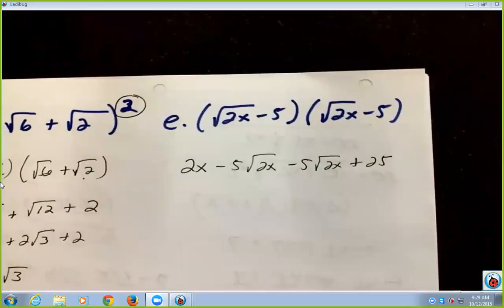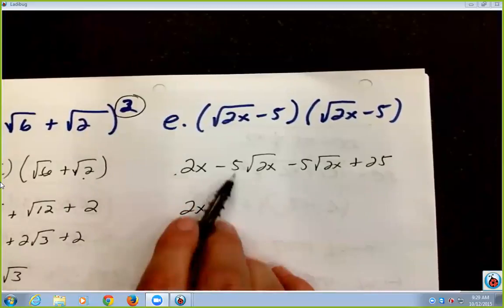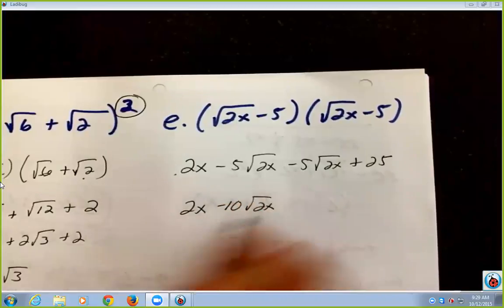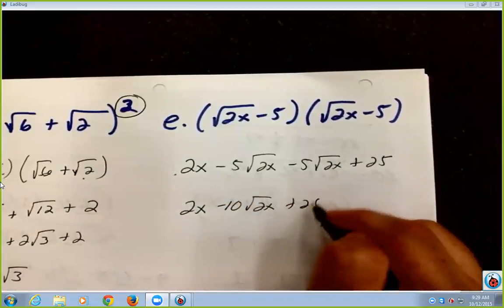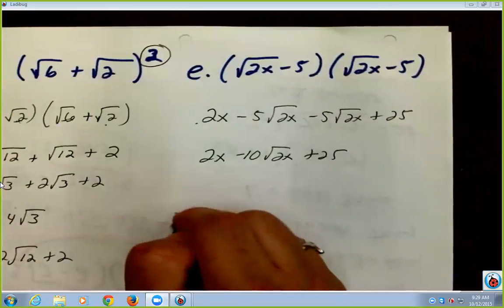And then we need to see if we can put stuff together. So 2x doesn't go with anybody. Negative 5 and a negative 5 is a negative 10 square root of 2x. And 25 doesn't go with anybody. So it comes down there, and it's part of that answer. Okay. Yes? No? Here's another one. What happens with this one?